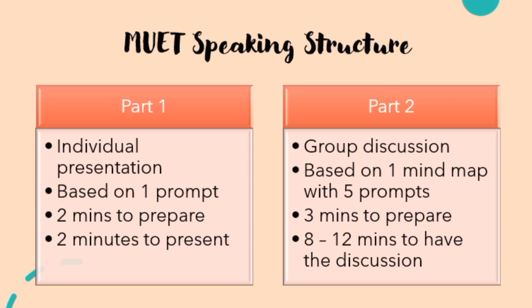The time allocated for candidates to prepare for Part 2 is 3 minutes. After these 3 minutes, all candidates will have 8 to 12 minutes to have a discussion based on the mind map with the 5 prompts given.